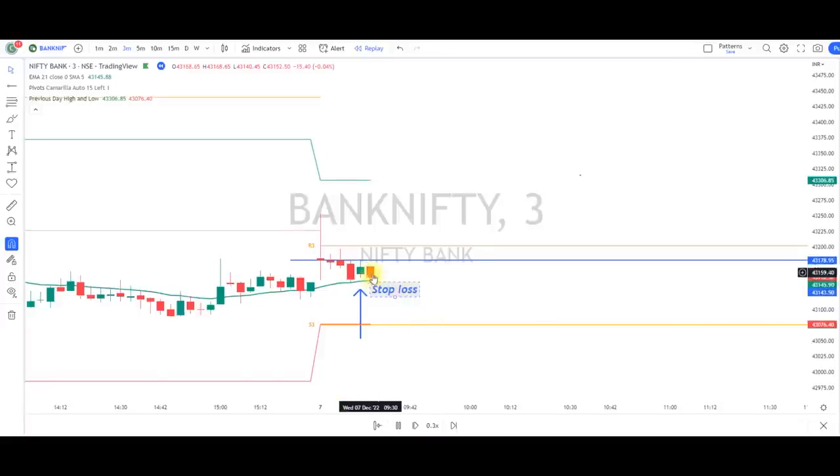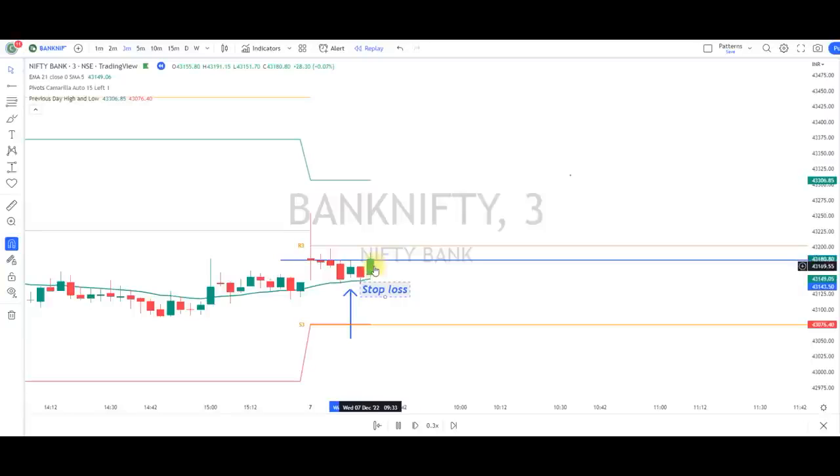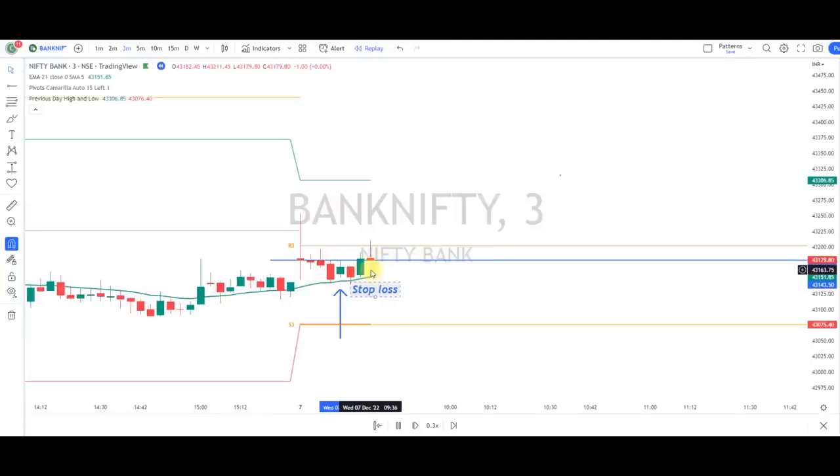So this red candle is the pullback candle. So this green candle gave a confirmation for us to enter into the long trade. So we are in the long trade now. Now we can see how long this trade went.